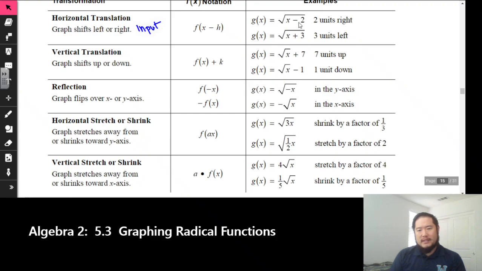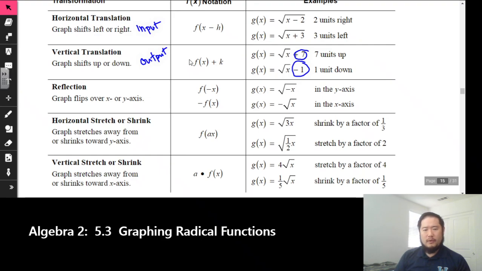For vertical translation, the numbers that affect moving it up and down will be on the outside of the radical. So you can see right here, plus 7. We just add 7 to the outside and subtract 1 on the outside. Vertical translation, output. Output affects the whole entire function. That's why they put f of x plus a number, because you're going to add to the whole entire function itself.